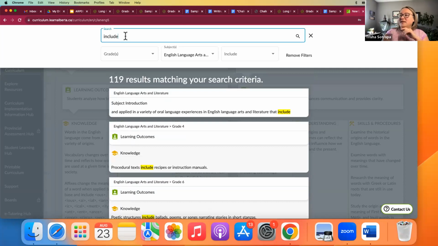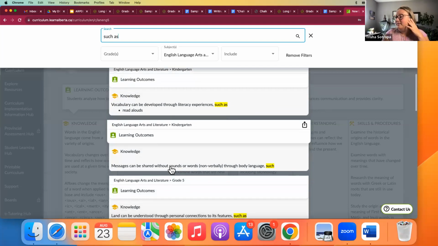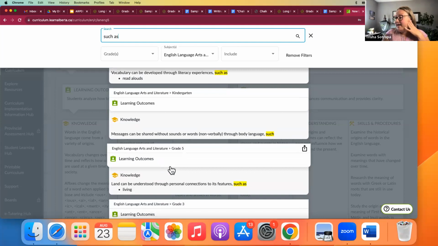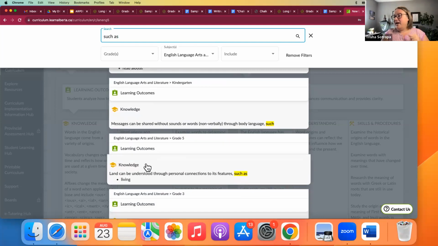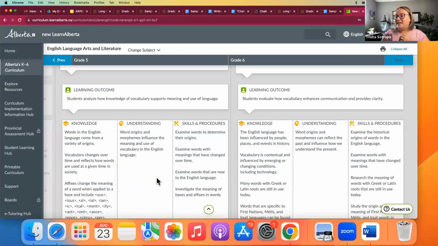Then what about if we use such as? Such as means this is a choice that you have. And I'm going to go, oh, that's in kindergarten. Grade 5. Oh, and this would have fit in with what Kim was talking about yesterday about the land as a text. And the land in grade 5.